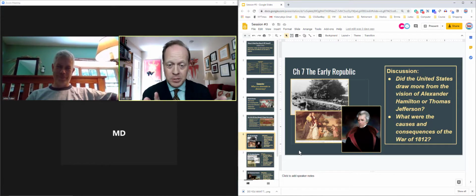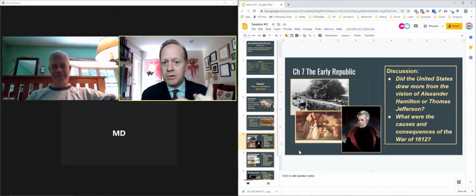Now, I picked 3 images here. One was of a canal. The other is of Republican motherhood. That's that image of the family down below. And then the third image is just Andrew Jackson, who appears in this chapter, but there's a lot more to him to come in later chapters. But I just thought you can't ignore him. You've got to talk about him whenever he shows up. So anyway, let's start with the first discussion question. Did the United States draw more from Alexander Hamilton or from Thomas Jefferson? What do you guys think?